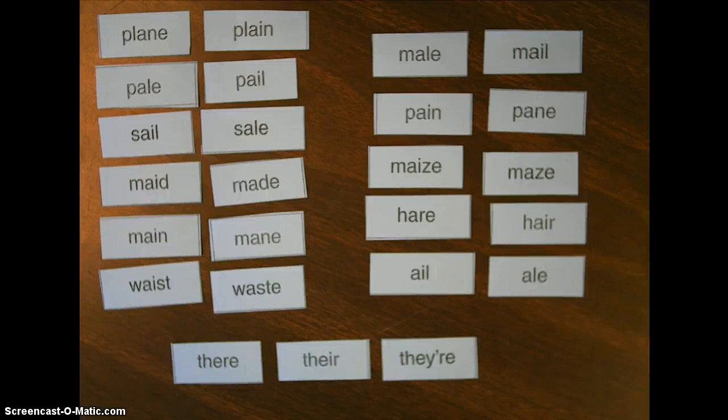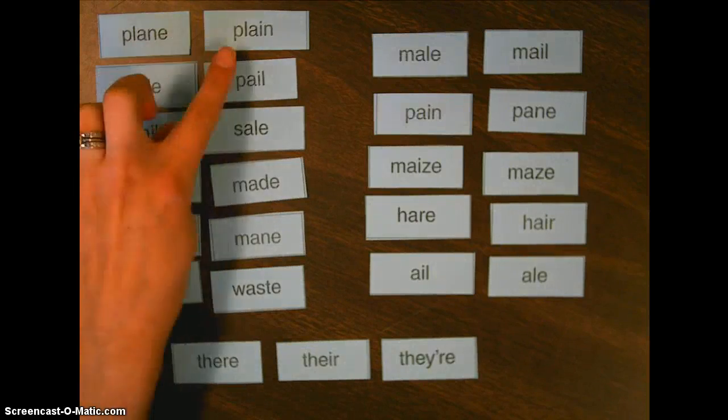So now you should have all your words paired with its homophone partner. What vowel sound did you notice in all of these words? All of these words have a long A sound, but they're written in different ways. Let's take a look and see if we can figure out the two different long A patterns that we see in these words. Plain and plane.